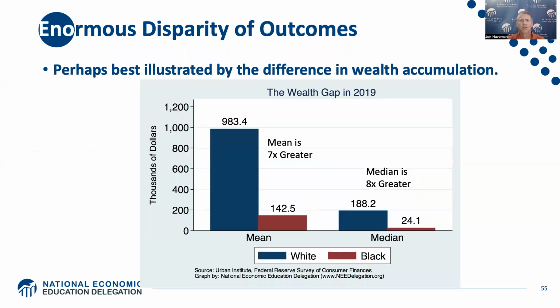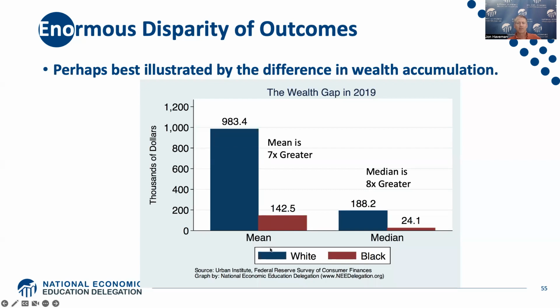And here is a spoiler alert for next week. This is the wealth gap. Over here on the left-hand side, this is differences in average wealth. In 2019, the average wealth of a white household was about $1 million. The average wealth in a Black household, $142.5 thousand. So average wealth in white households is 7 times greater than in Black.